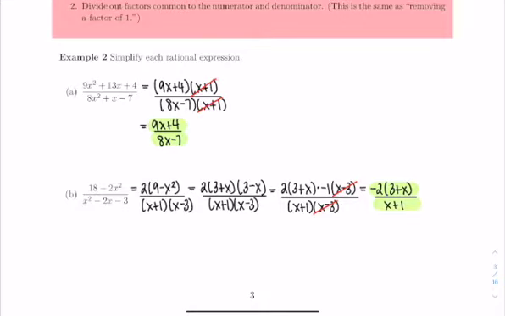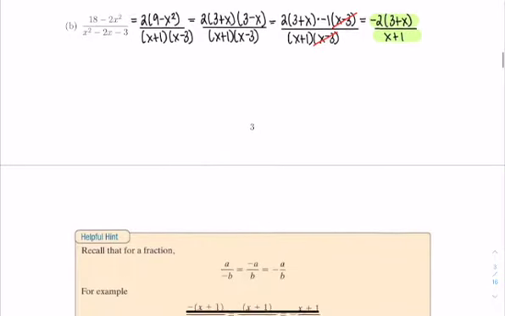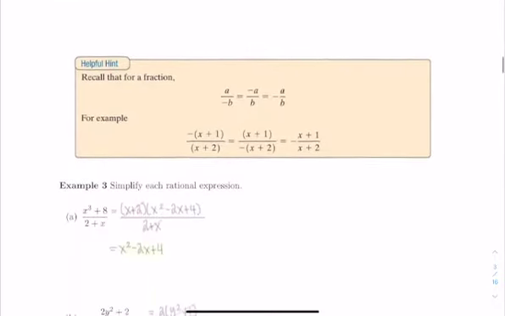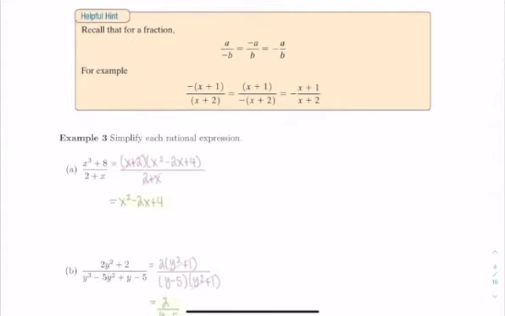Recall that for a fraction, I can put that negative sign in 3 different places and it all means the same thing. I can keep it on the bottom, I could put it to the top, or I can put it right next to the fraction bar. So that means if I put the negative in front of the x plus 1, that's the same as putting it in front of the 3 plus x, or right next to the fraction bar.